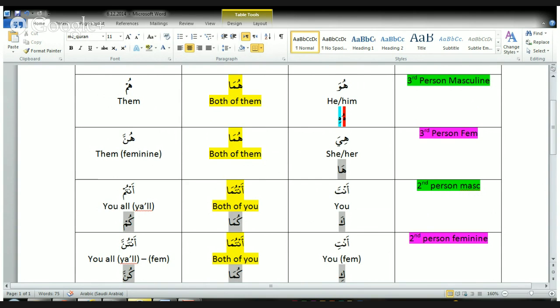Huwa, huma, hum. Hiya, huma, hunna. Anta, antuma, antum. Huwa, huma, hum. Hiya, huma, hunna, good. Anta, antuma, antum. Sounds like huwa, huma, hum, Allah, kitab, rasul.